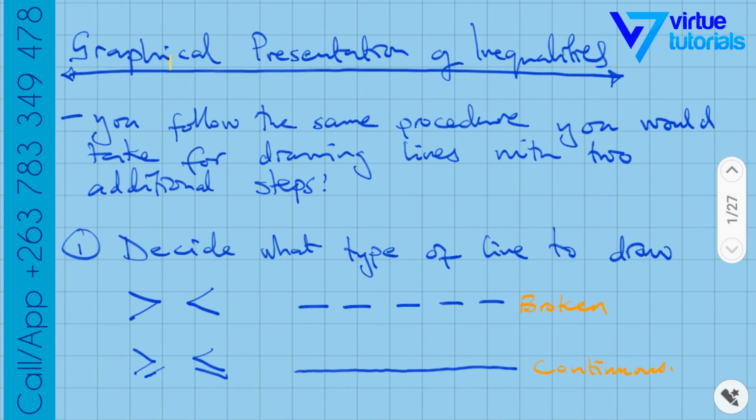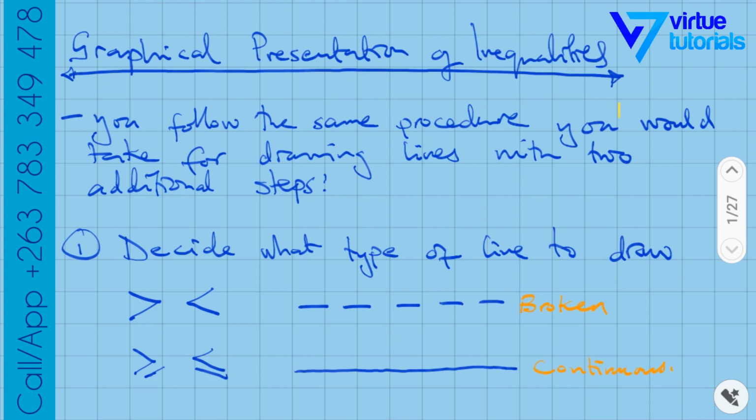Okay, so let's look at graphical presentation of inequalities, how we can use a graph to represent inequalities. All you have to do is follow the same procedure you would take for drawing lines with only two additional steps. If you haven't done the topic on drawing lines, I suggest you do that first. But if you now know how to draw lines, all you need to do is add two additional steps, right?